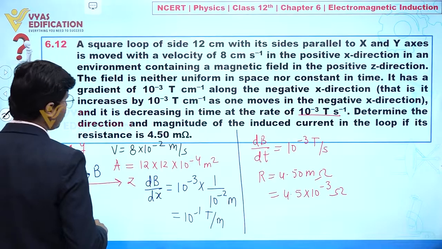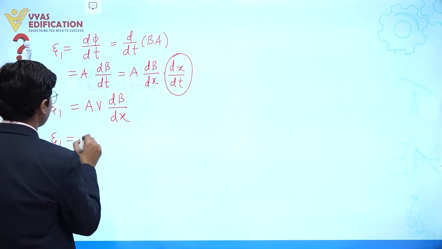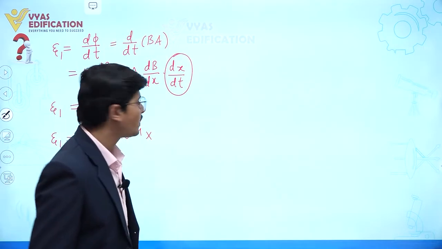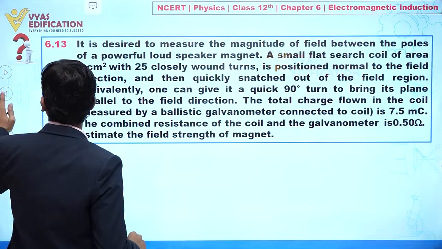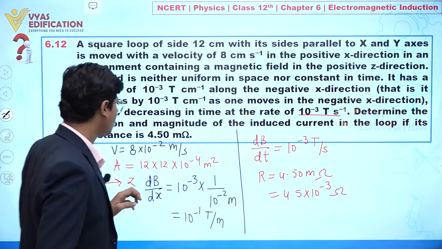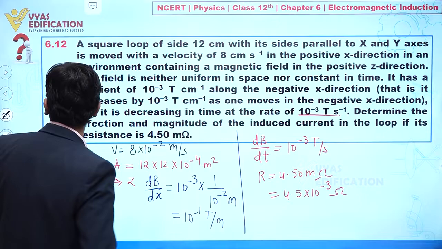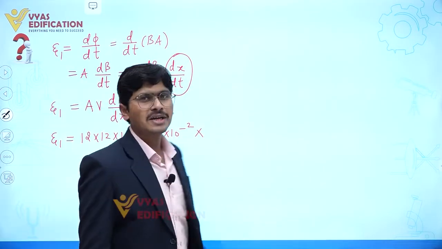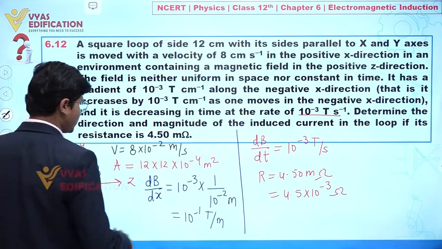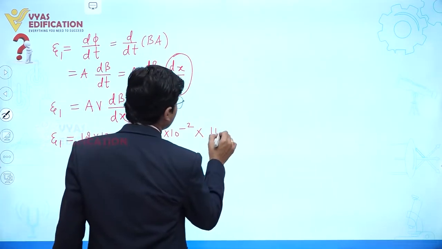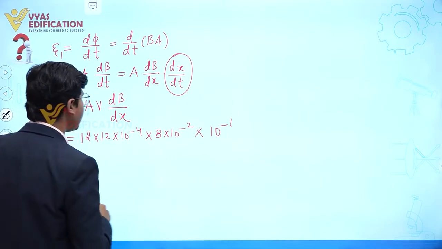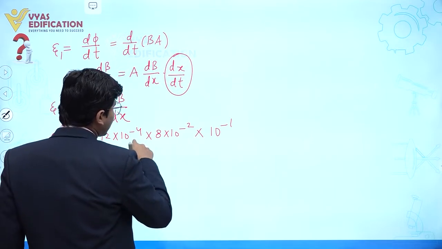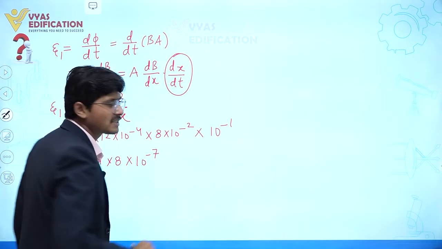Value of A we have, that is 12 into 12 into 10 to the power minus 4 multiplied. What about velocity? Velocity is given to you, this is 8 into 10 to the power minus 2. And dB by dx is 10 to the power minus 1. So from here we can write this is equal to 144 into 8 into 10 to the power minus 4, and here we have minus 3, so 10 to the power minus 7.